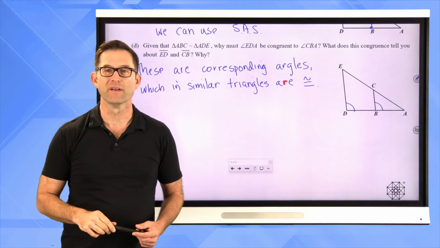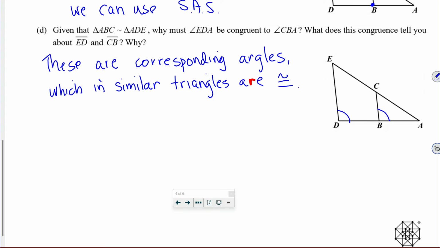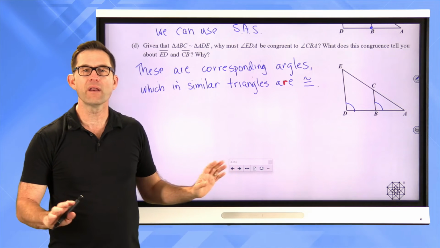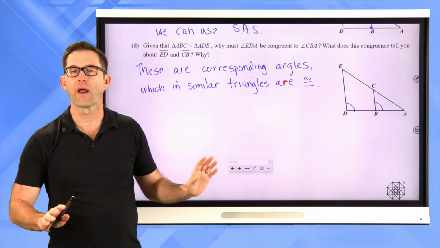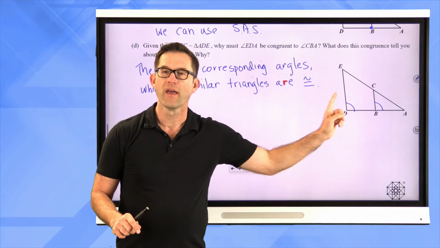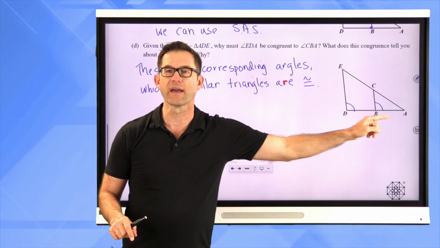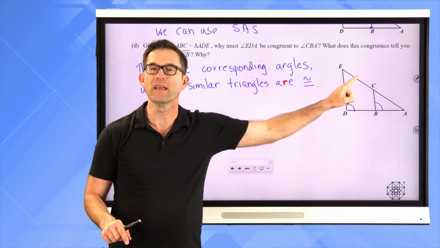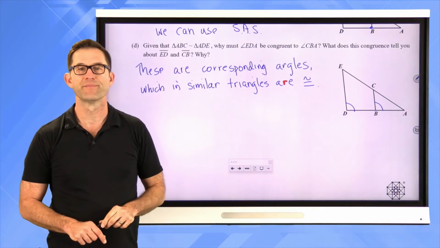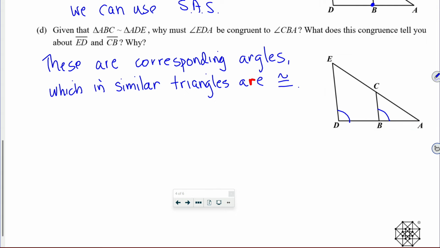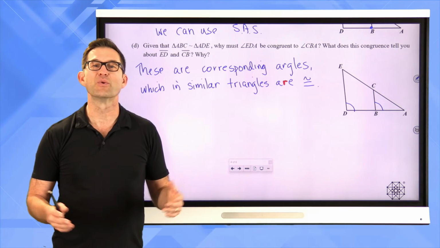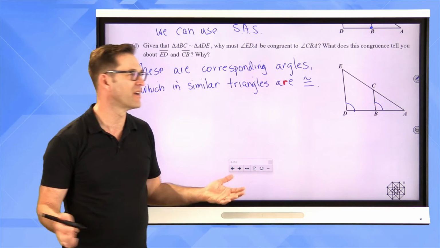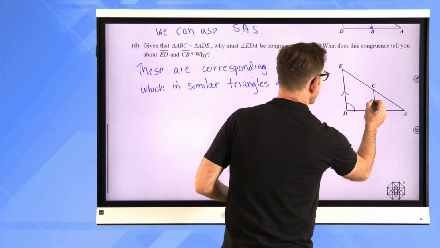Now to the second part of this. What does this congruence tell you about segment ED and segment CB? So if you didn't know anything about similarity or anything like that, and I just gave you this picture and I said this angle is congruent to this angle, what could you then say about ED and CB? Well, not surprisingly, you could say that they're parallel to one another, right? They're parallel to one another.